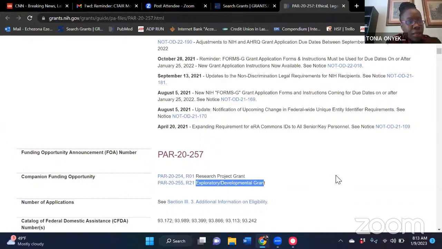Someone is asking, are there specific grants for statisticians? Yes, there are specific grants for statisticians, but what I say is that every grant involves a statistician. I've not seen any RO1 that does not involve a statistician. So the statistician is always part of the team.